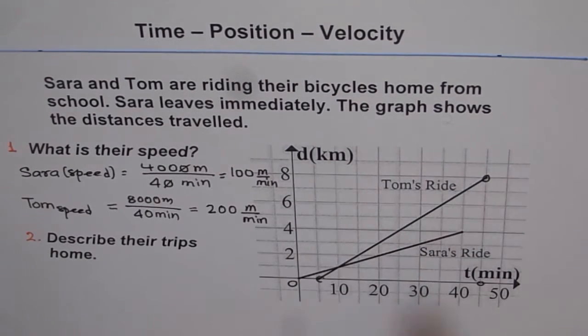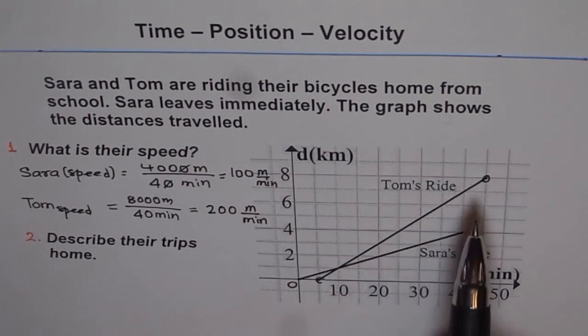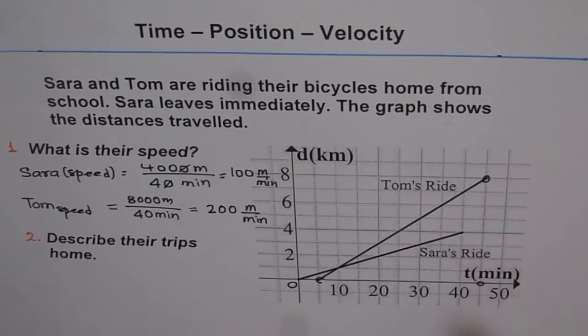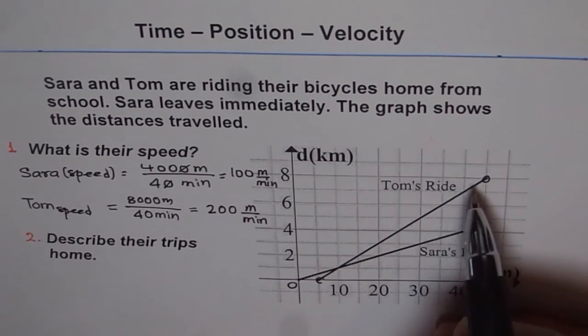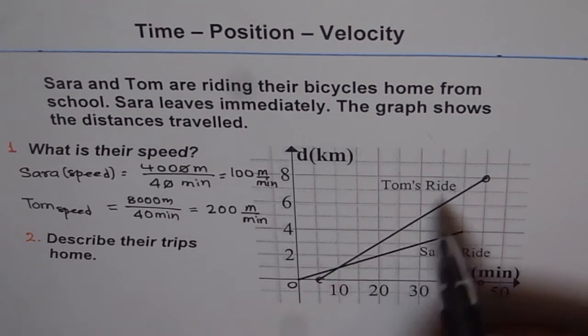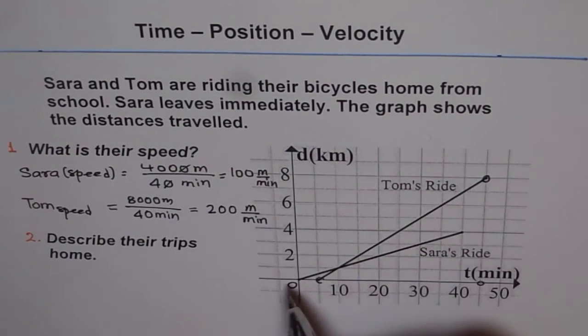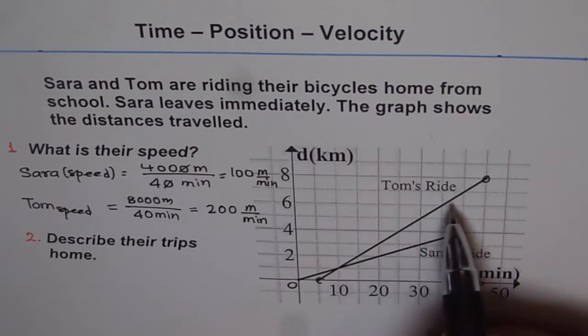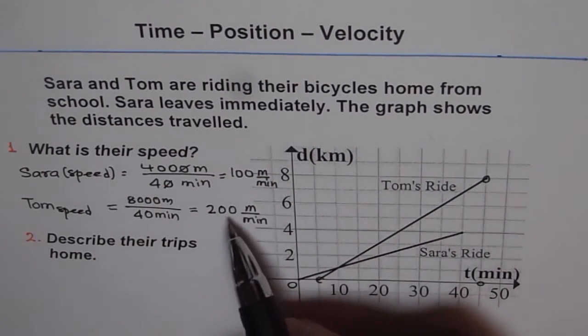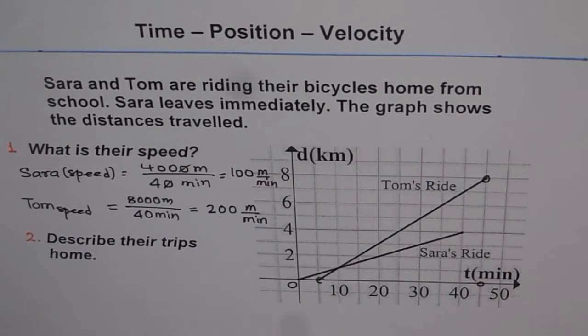So that is how you calculate speed. Speed is the slope of the line, right? Rise over run. So that's another way of looking at speed, right? So change in distance with time. So these are different ways of looking at speed. Rate of change, change in distance with time, slope of the line, all refer to speed, right? The steeper the graph, the higher the speed, right? So Tom's graph is much steeper than Sarah's, so Tom's velocity is much higher than Sarah's. And as we calculated, it is twice that of Sarah, correct?